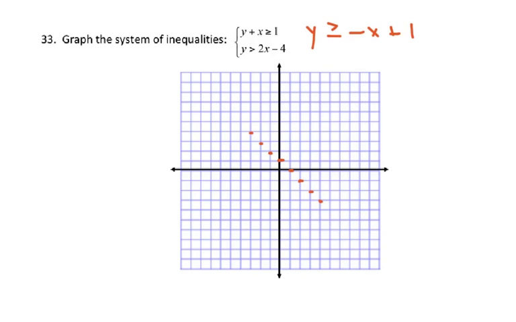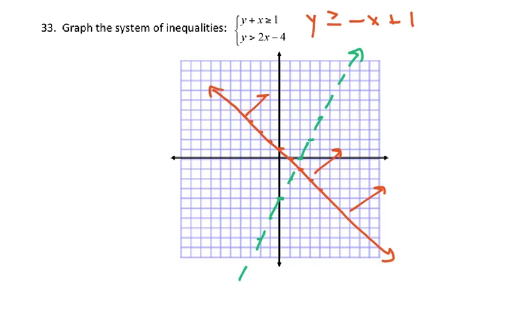Since the inequality symbol has a line underneath, it's a solid line. And greater than means the shading is above. The second inequality has a y-intercept of -4, and the slope is 2. So I go up 2 to the right one, up 2 to the right one. I'm going to do that a couple times. I'm going to go the other direction. Since it does not have the line under the inequality symbol, it's a dashed line. And greater than means above the line, and this would be above the line. So you'll see that the shadings are going to overlap here.